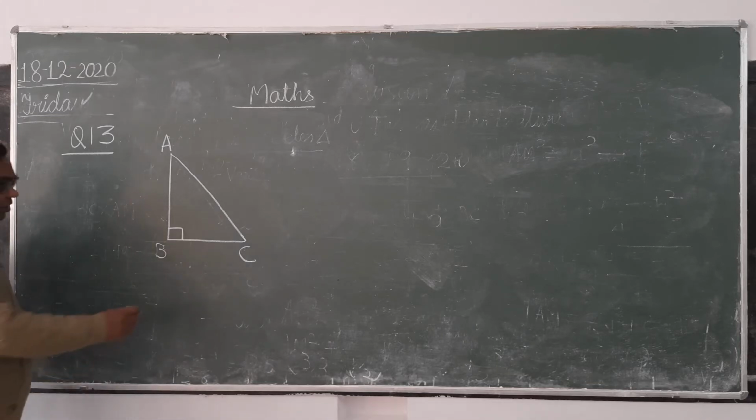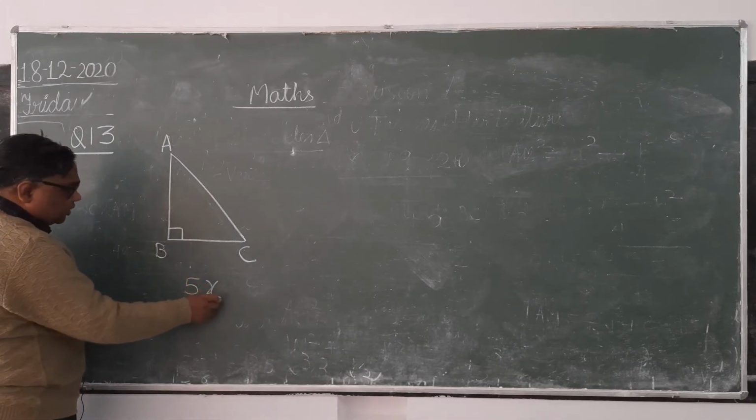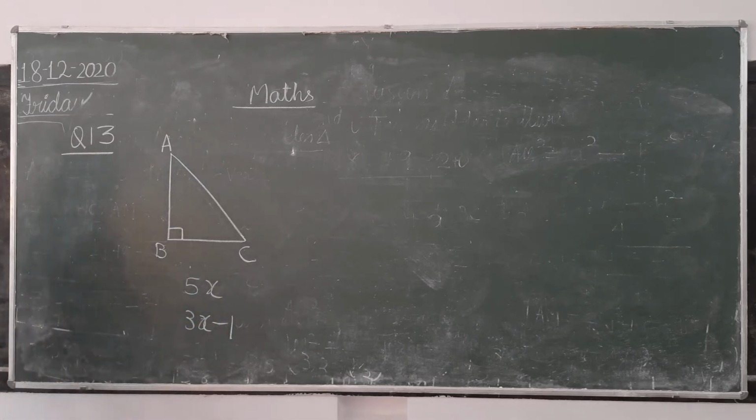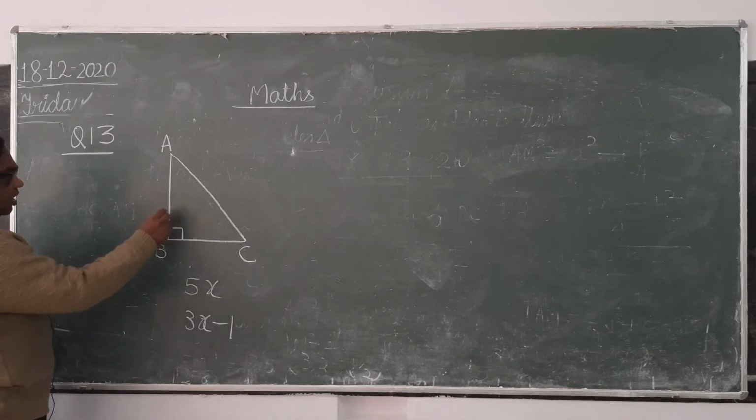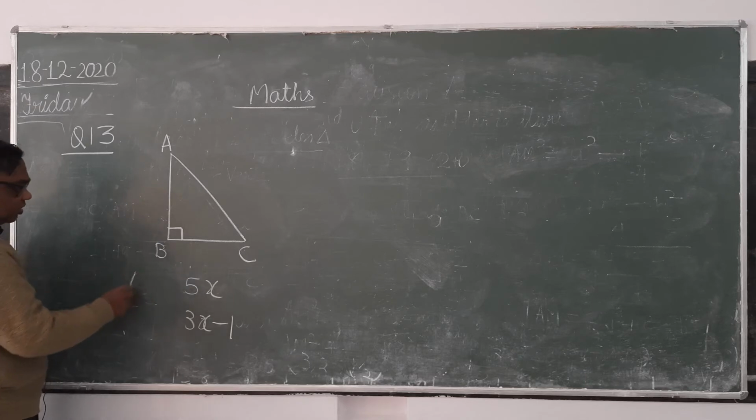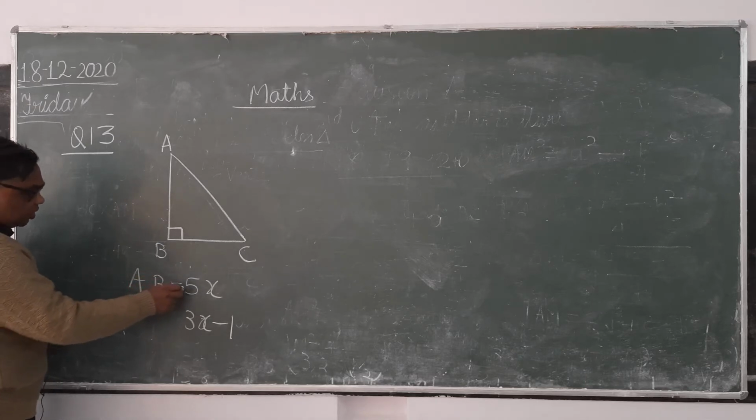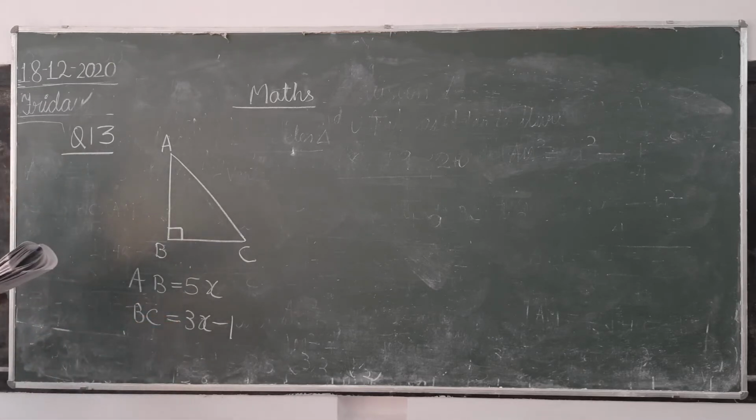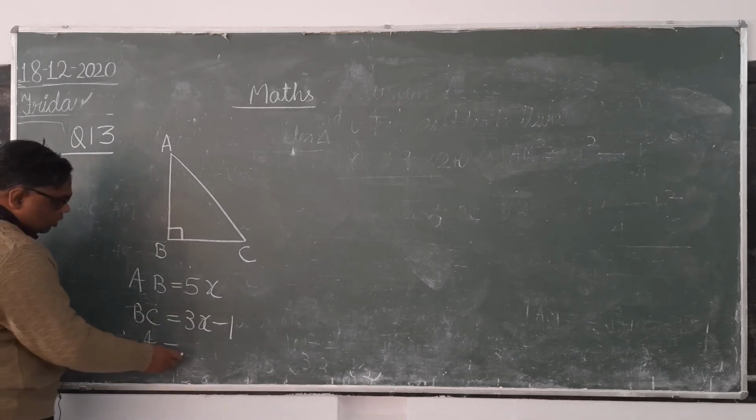मतलब ये जो दो साइड्स हैं, ये इस ट्रायंगल में कौन सी साइड्स हो सकती हैं? It is given that the sides which are containing right angle are 5x and 3x minus 1. So which are the two sides may be here? AB and BC, because AB and BC are containing right angle. So you take AB equals to this, so BC will be equal to this. It is clear?